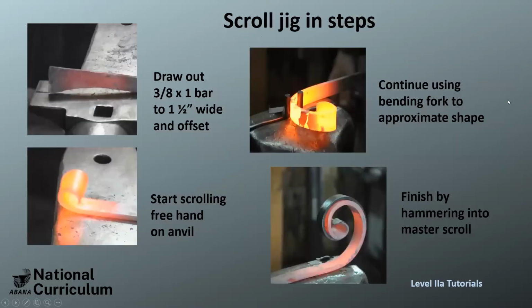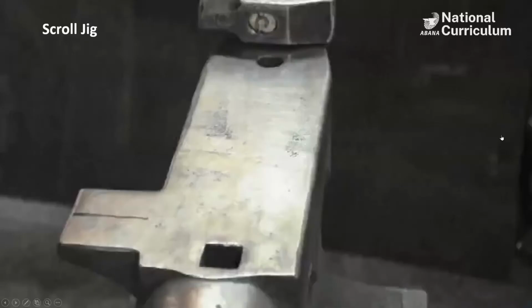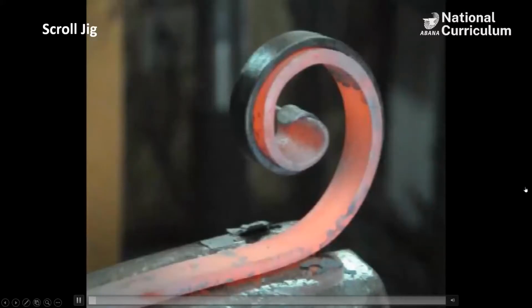All right, how do we do this? We draw out the end of the bar, make it wider, and offset it to one side. You see the upper line here is straight, and this is not. Then we curl it around, and we continue using a bending fork to do that. We don't need to be very careful. We just have an approximate shape of what we will end up with. And we use our master scroll, the ribbon that we had made before, and finish it like that. I'll show you how that works. Here is what we will have at the end.